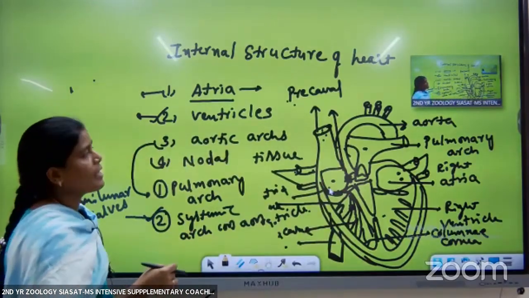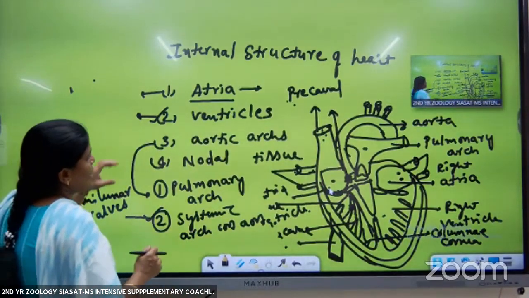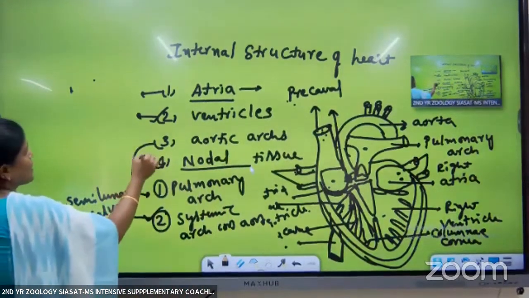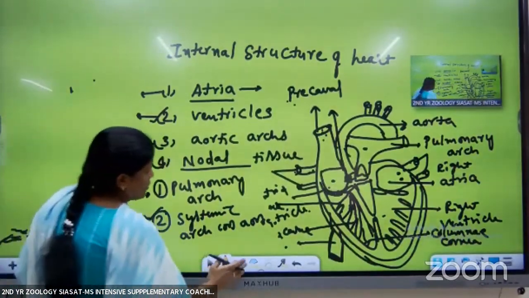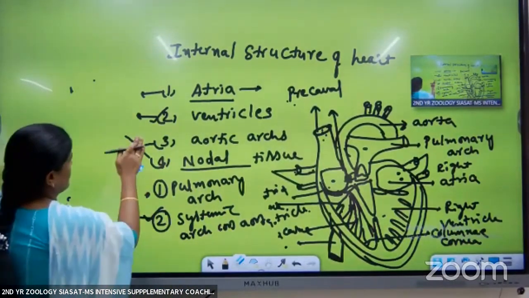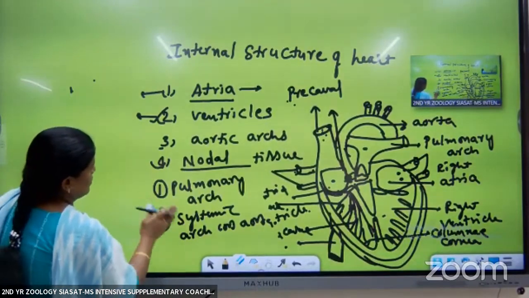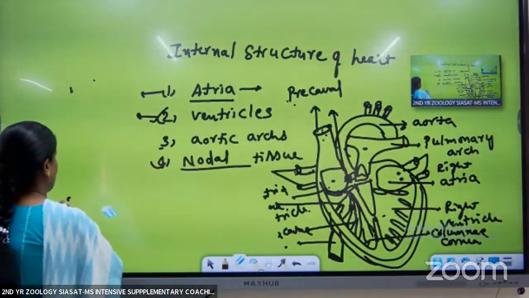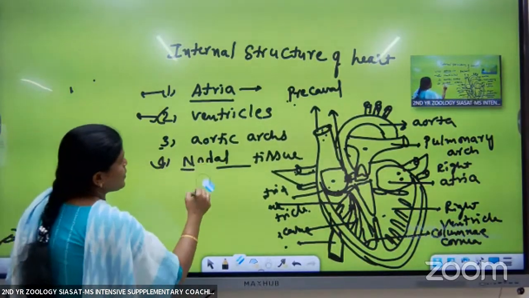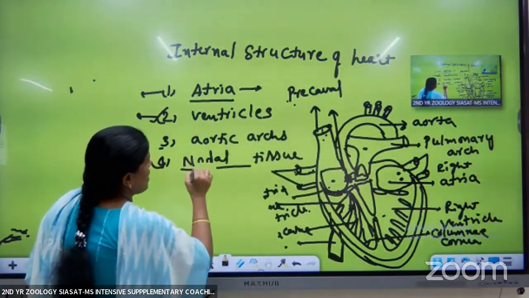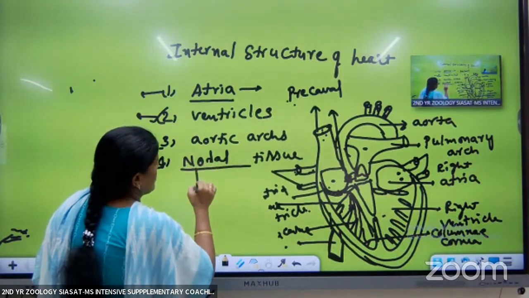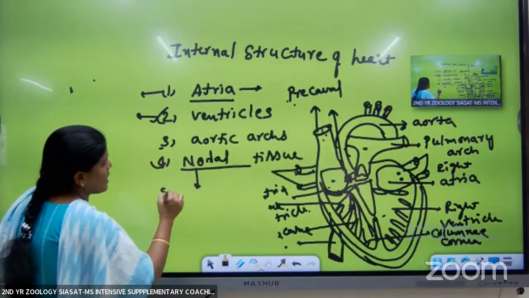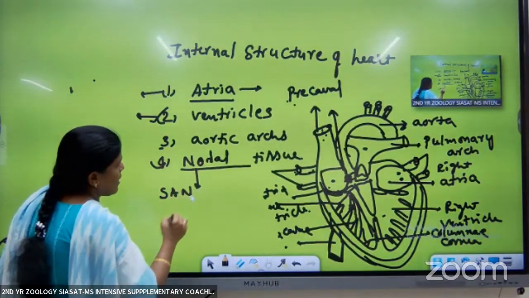That valve is called the Eustachian valve. Here, this next one is the last one, the nodal tissue. Next, the nodal tissue has two specialized cardiac muscles present. They are called the SAN and the AVN.